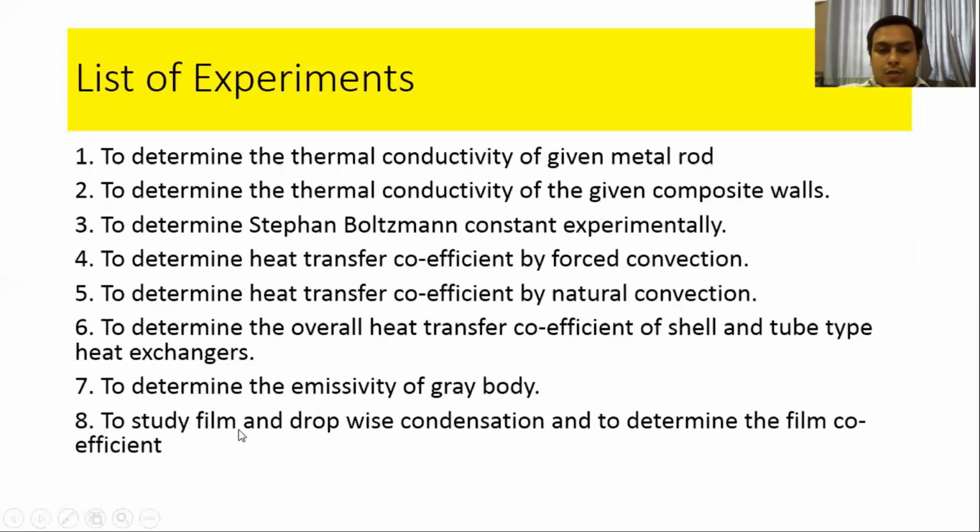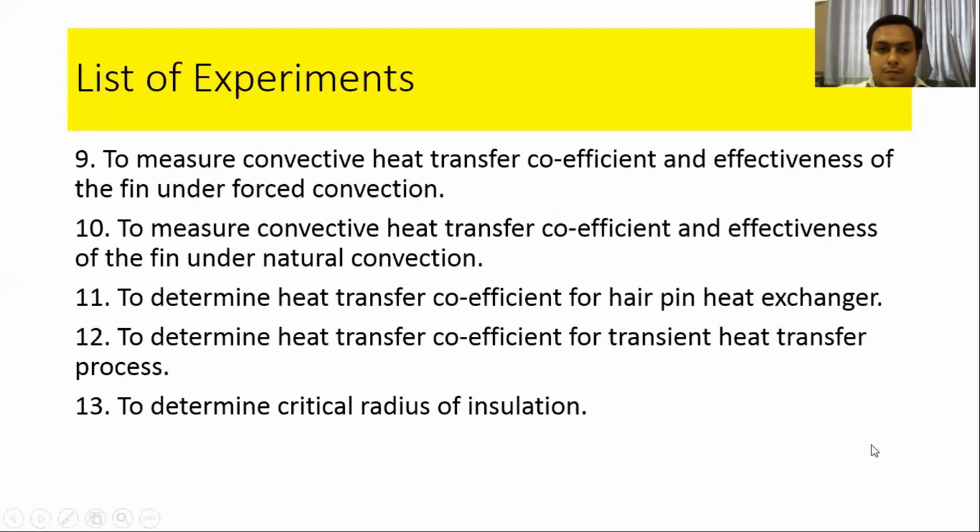Eighth one, to study film and dropwise condensation and determine the film coefficient. Ninth, to measure the convective heat transfer coefficient and the effectiveness of a fin under forced convection. Tenth one, to measure the convective heat transfer coefficient and effectiveness of a fin under natural convection. It means we have two practicals on fins: one under forced convection and the second under natural convection.